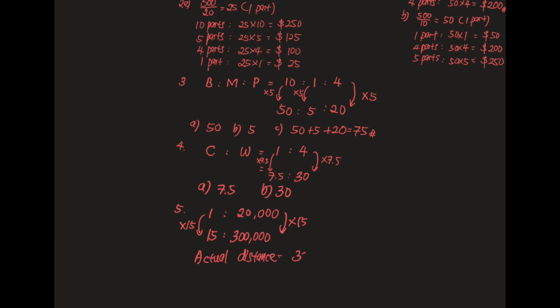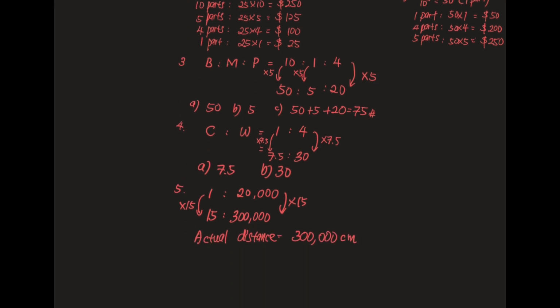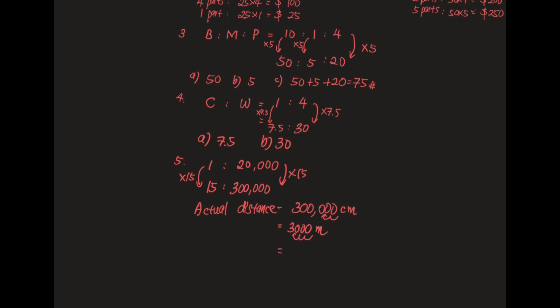So we write down actual distance is equal to 300,000 cm. But they want us to change everything to kilometers. So we have to divide by 100 to get meters. 3,000 meters. We divide by 1,000 to get kilometers. So 3 kilometers.